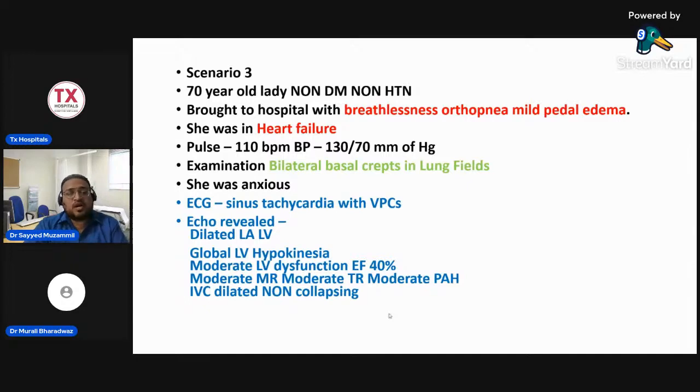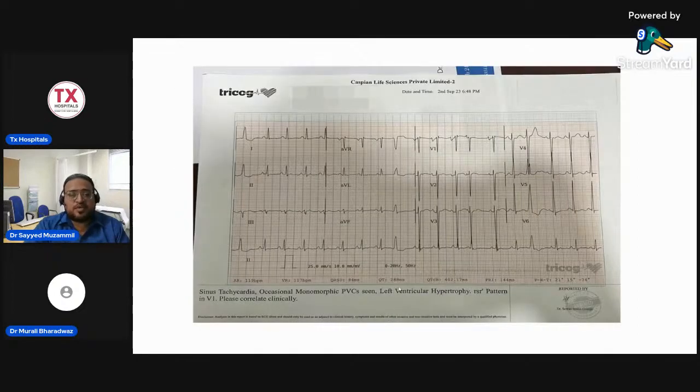When I did echo, I found that she was having dilated LA, dilated LV, global LV hypokinesia, moderate LV systolic dysfunction with ejection fraction of 40%, moderate MR, moderate TR, and moderate PH. And IVC was dilated and non-collapsing. And in echo, I found that all her velocities were increased across the valves, indicating hyperdynamic circulation. So this was her ECG. You can see ECG shows sinus tachycardia, and there are VPCs in the ECG.